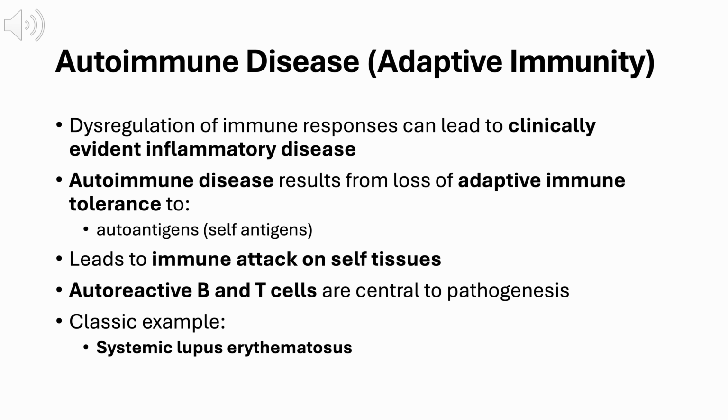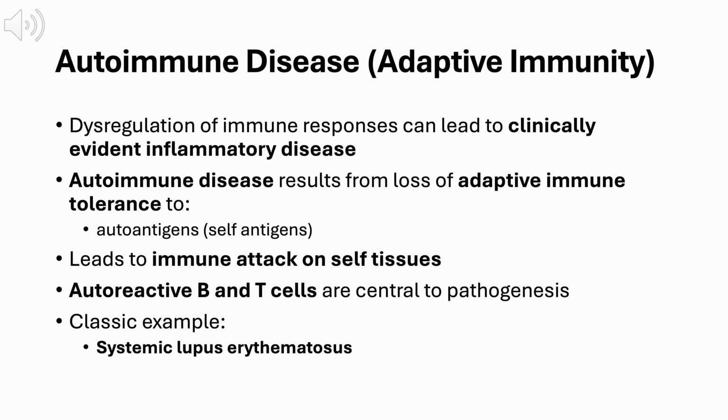When immune regulation fails, the response can become clinically apparent as inflammatory disease. Autoimmune disease, specifically, results from a loss of adaptive immune tolerance to autoantigens, meaning normal components of the body are mistakenly recognized as targets. Autoreactive B cells may produce antibodies against self-antigens, while autoreactive T cells can directly injure tissue or amplify inflammation through cytokine signaling. The result is an immune attack against the body's own structures.